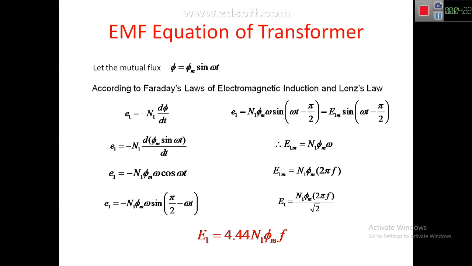One more thing: as flux is common to both primary and secondary, as we discussed in the previous video, E2 will also be equal to minus N2 d phi by dt. So obviously we can write E2 is equal to 4.44 N2 phi m f. So this is the complete explanation of the EMF equation of the transformer.